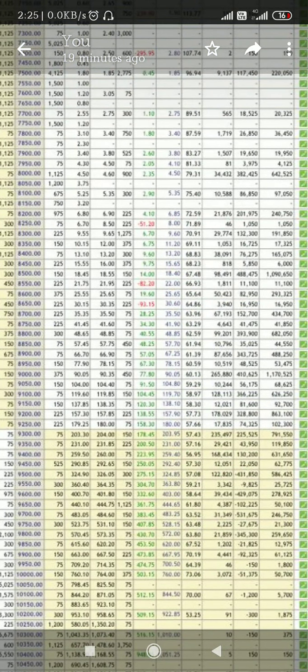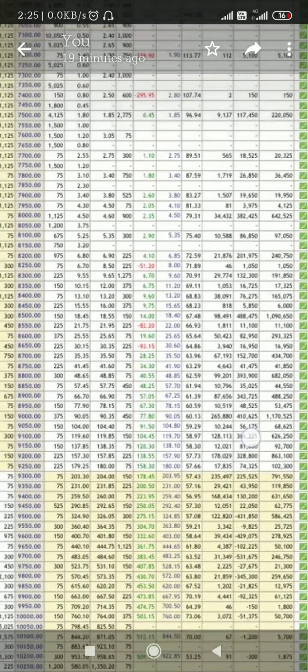Now let's see. As you can see, the put positions are stabilized at this current point of time at the 9000 level. The current change in OI is at 4 lakh 10,000 only.